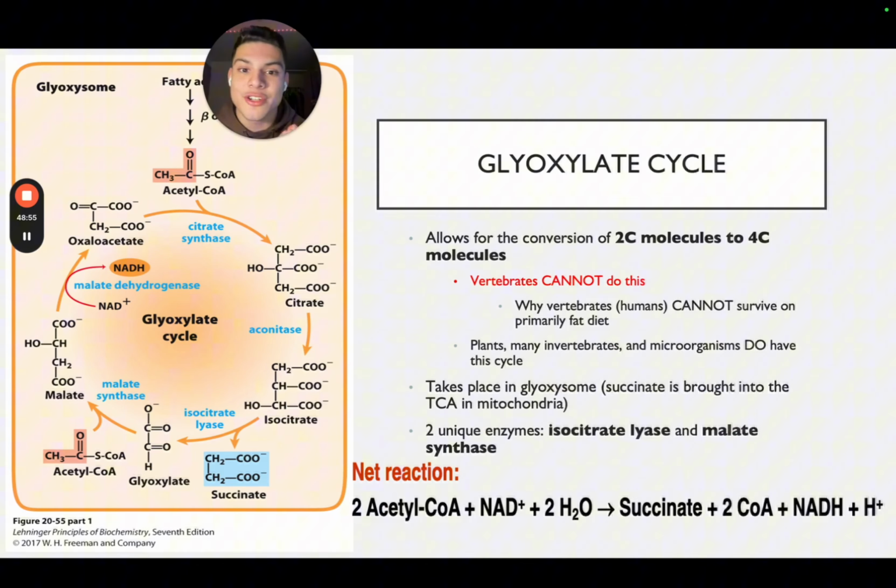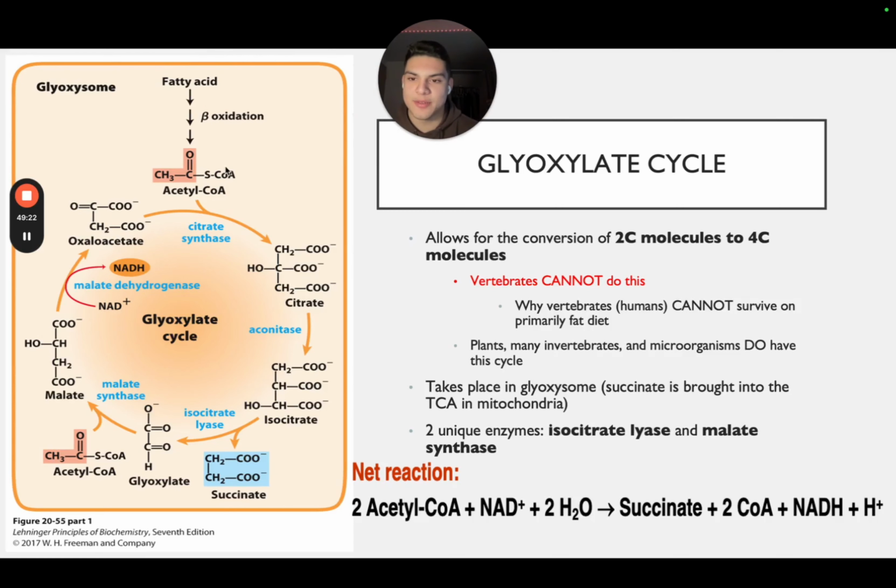So this allows for the conversion, and this is only in invertebrates, so not in vertebrates, so not in humans, like in plants, I'm thinking. So in glyoxysomes, specific cell types or organelles, it allows for the conversion of two carbon molecules to four. So it'll take our acetyl-CoAs from fatty acids right here. And what it will do is combine acetyl-CoA with oxaloacetate to form citrate.